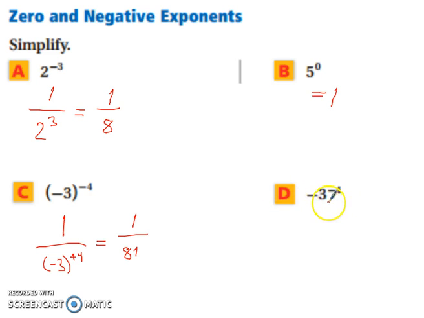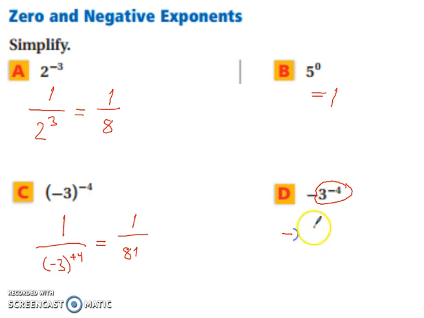For this one, it's a little bit different. Notice how in C, the parentheses were around the negative 3. We don't have parentheses around this one. So the negative kind of chills out in front, and you're only going to play with this part right here.